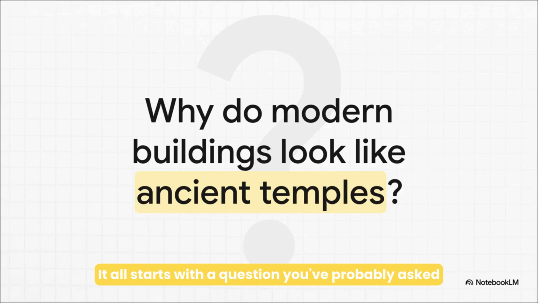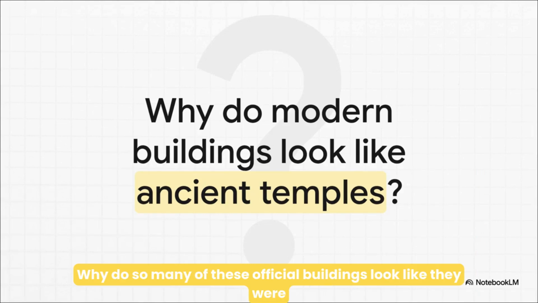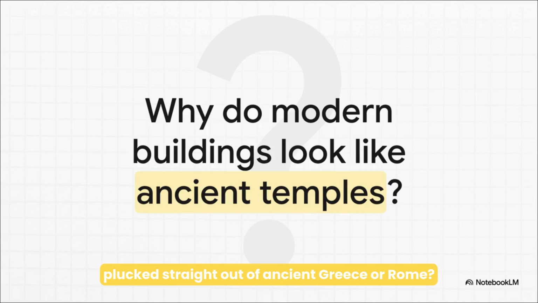It all starts with a question you've probably asked yourself at some point. Why do so many of these official buildings look like they were plucked straight out of ancient Greece or Rome? I mean, you see these massive columns everywhere, from Washington, D.C. down to your local city hall. And believe me, that's no accident.